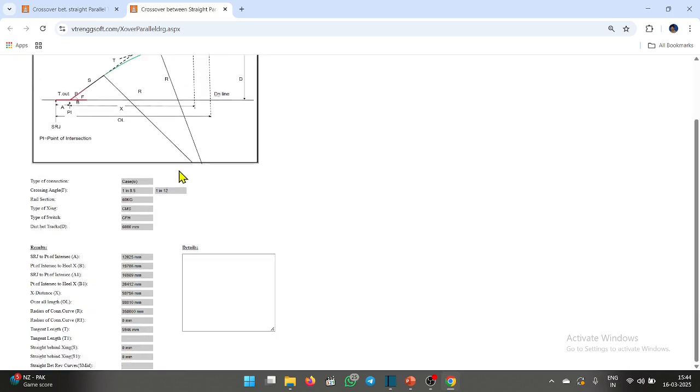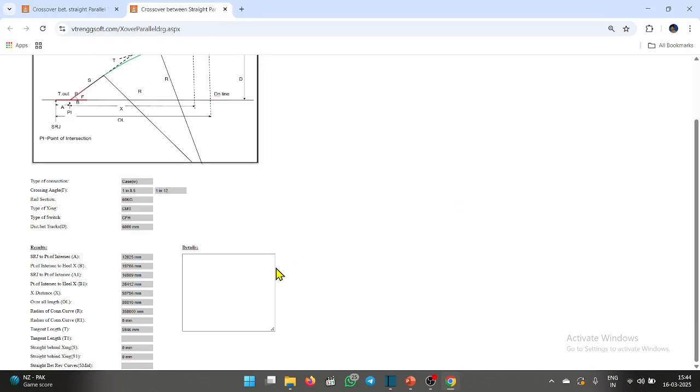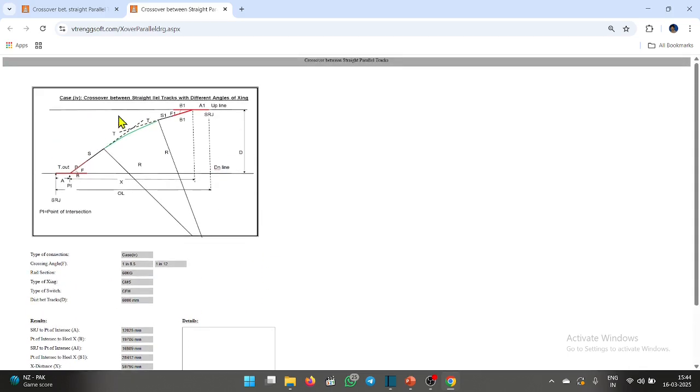Coming to drawing, it will give you all details, the same thing, and all dimensions, whatever input you have given and whatever the results. Okay, you got it here. Whatever you want to enter, you can just print out. Okay, this is something about it.